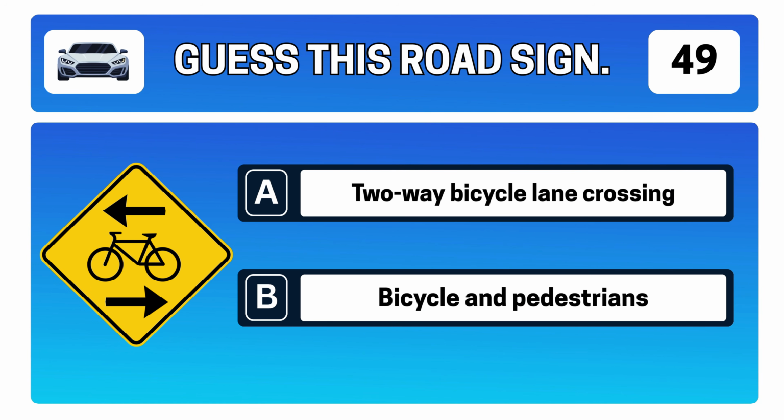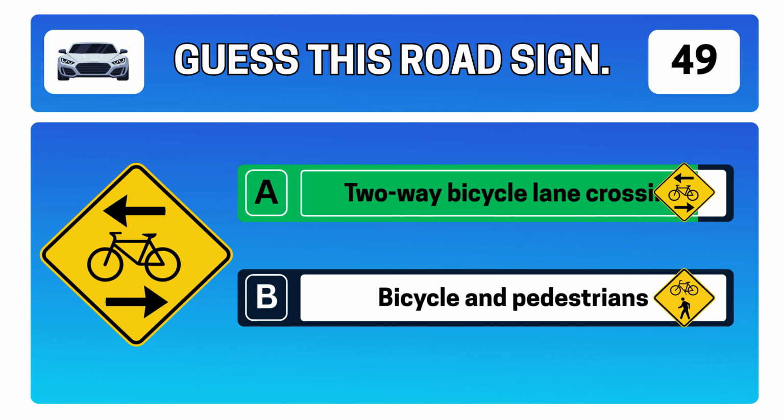Identify this road sign. A. Two-way bicycle lane crossing. B. Bicycle and pedestrians. Perfect. It is the two-way bicycle lane crossing sign.